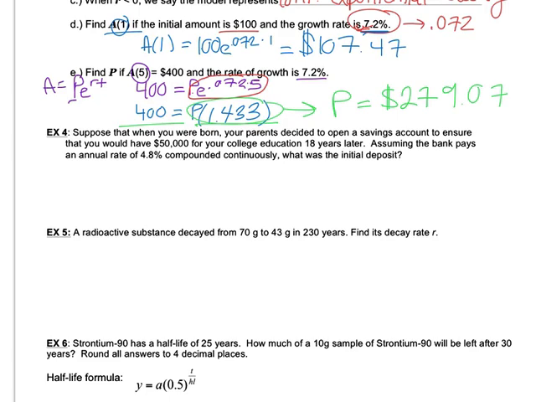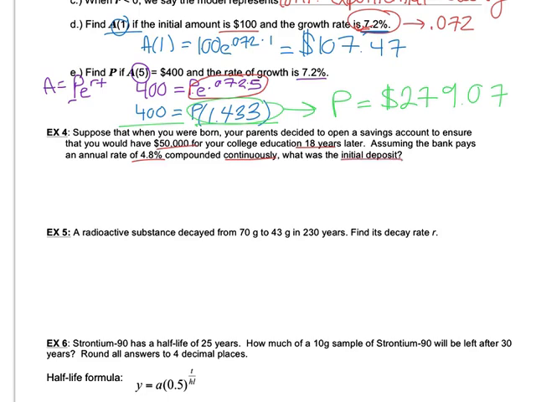And so suppose that when you were born, your parents decided to open a savings account to ensure that you would have $50,000 for your college education 18 years later. So $50,000 is our goal. And over a period of 18 years, assuming the bank pays an annual rate of 4.8%, compounded continuously, that means we're going to use the PERT function. What was the initial deposit?